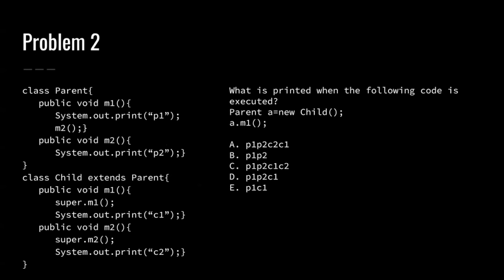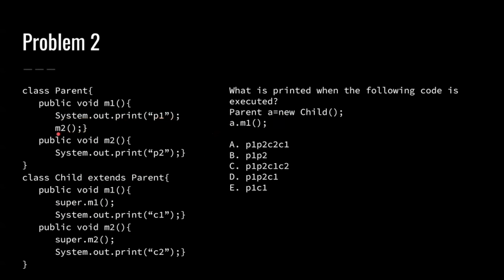Now moving on to problem 2. So we have an object that is a child object during runtime. So we call a.m1. So that's this method right over here. So we call super.m1. And remember that whenever a block of code calls a method, that block of code pauses until the method is complete. So this block of code right here pauses, and then we go to this method right over here. So we first print out P1, and then we go to M2.